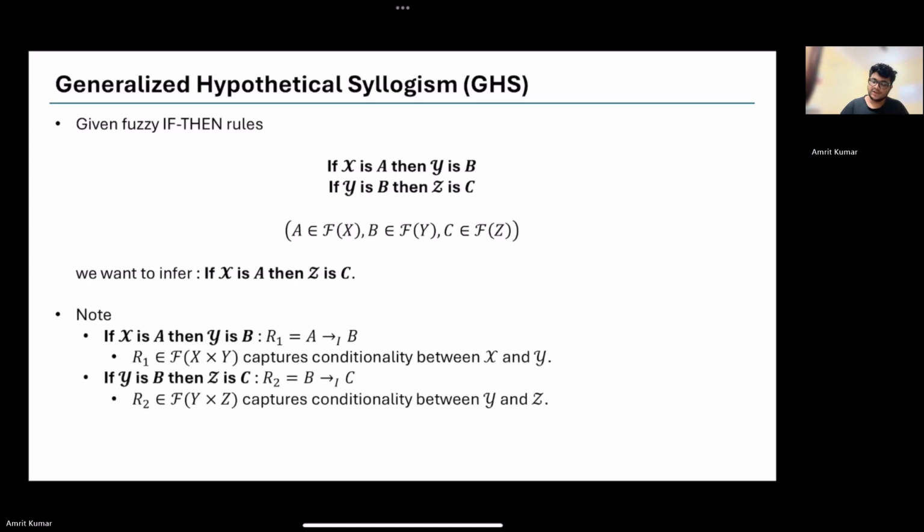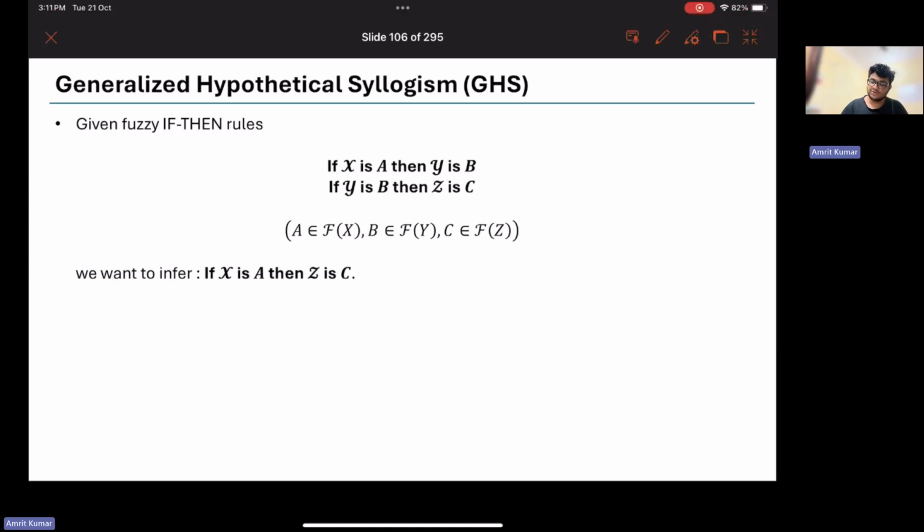Now, we have seen generalized modus ponens, generalized modus tollens. So the next natural thing to consider is generalized hypothetical syllogism, which is nothing but the fuzzy translation of classical hypothetical syllogism, which tells you that if you have P imply Q and Q imply R, from there you can infer P imply R. That's in a sense kind of a transitivity, right? If you think about it.